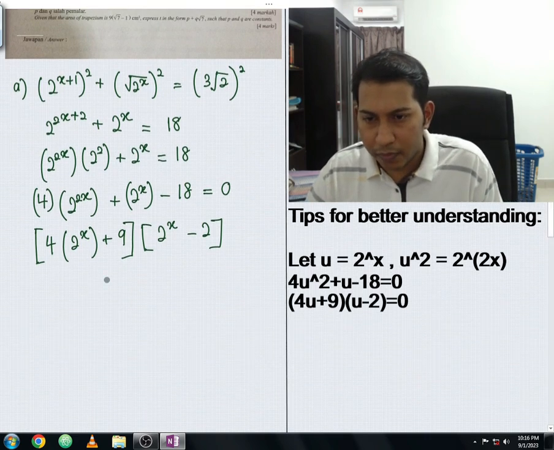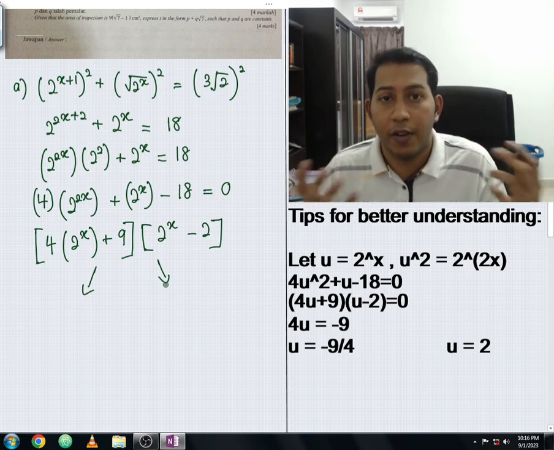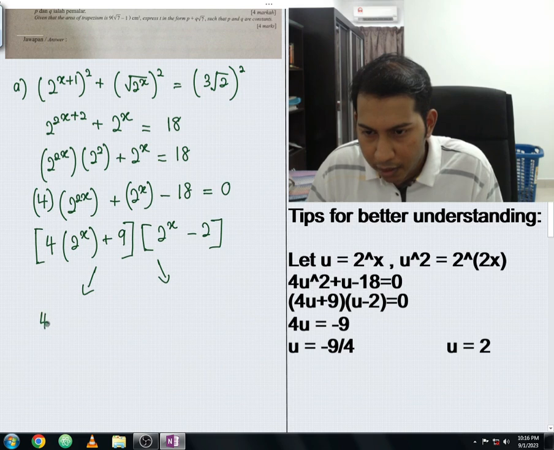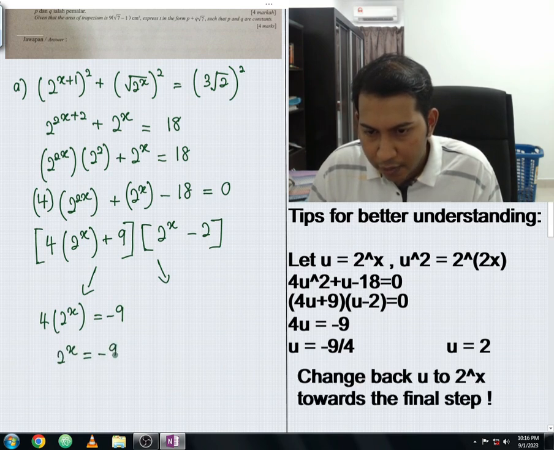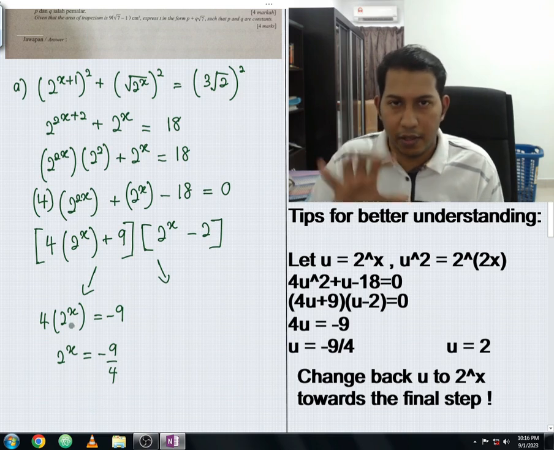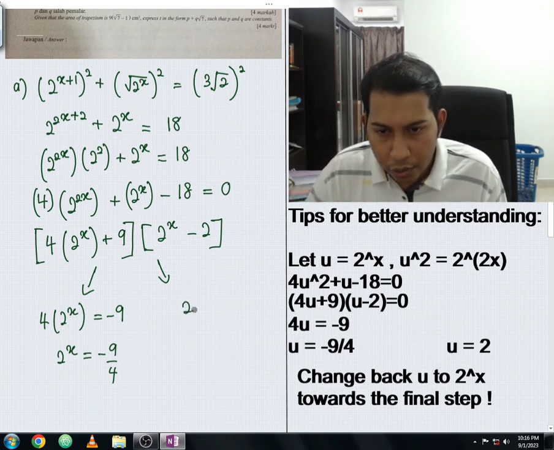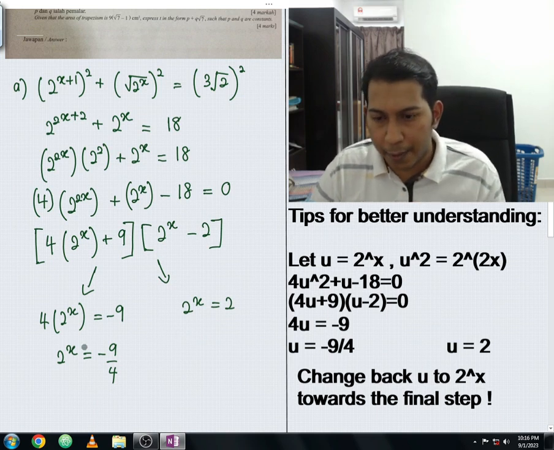So from here we're going to have two possible answers. We might have only one, or we could possibly have two answers. So let's check it out. 4 in a bracket, 2 to the power of x, will be equal to negative 9. So from here 2 to the power of x is equal to negative 9 over 4. This is your first step. Let us move on to the next step. 2 to the power of x is equal to 2. We have two scenarios here. Let us check the first one.